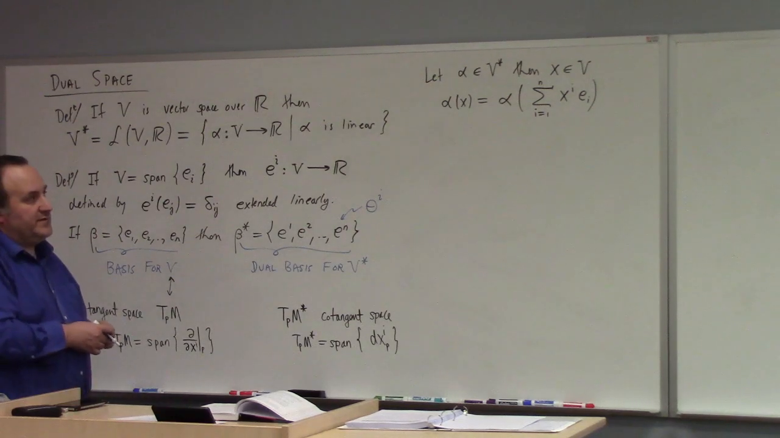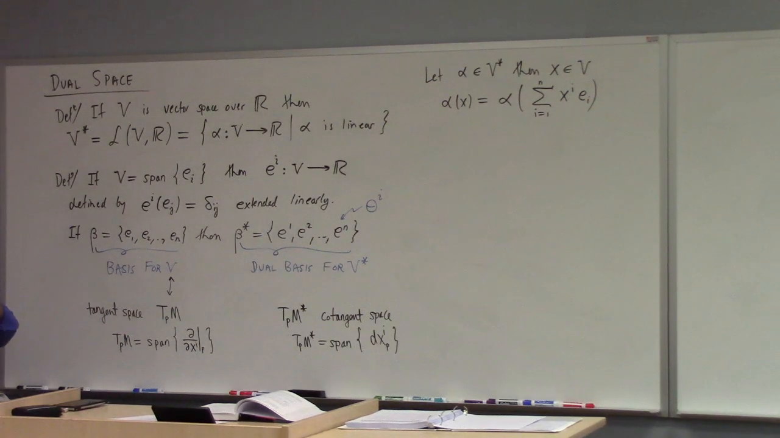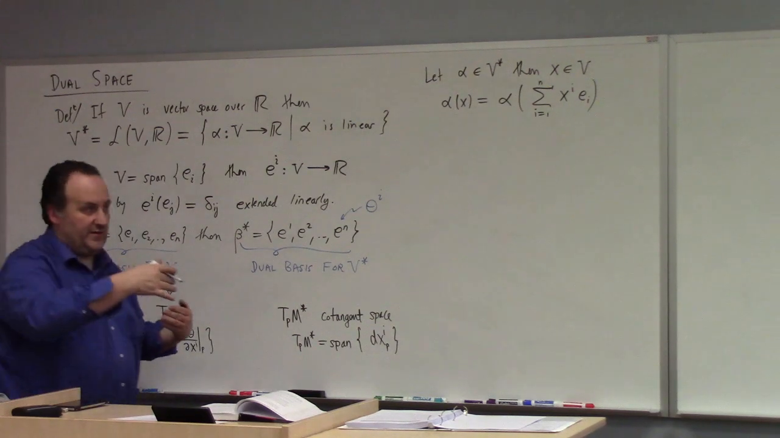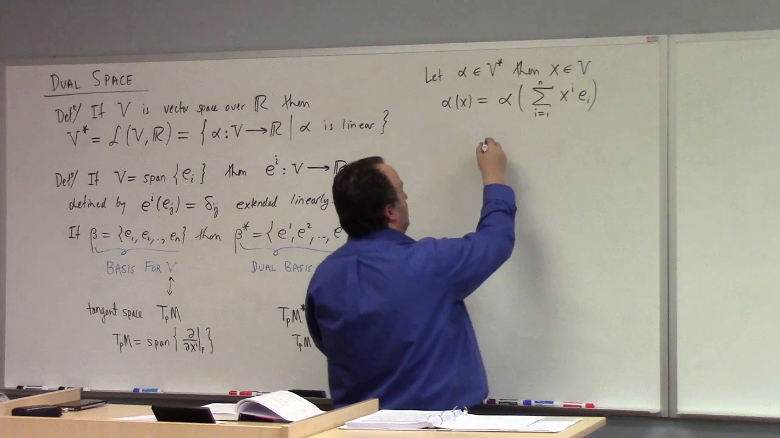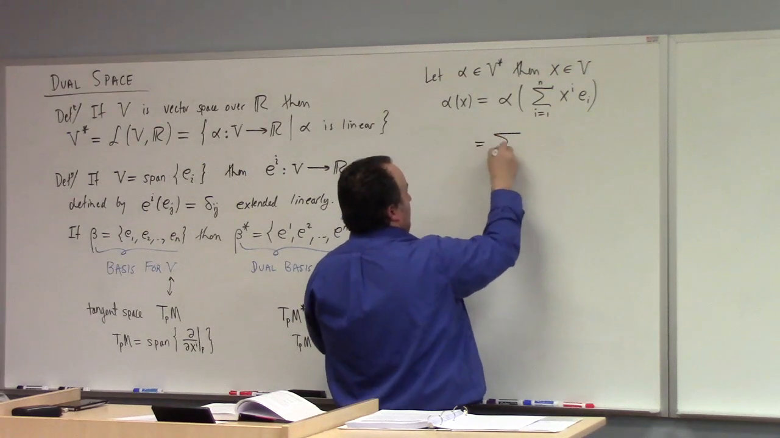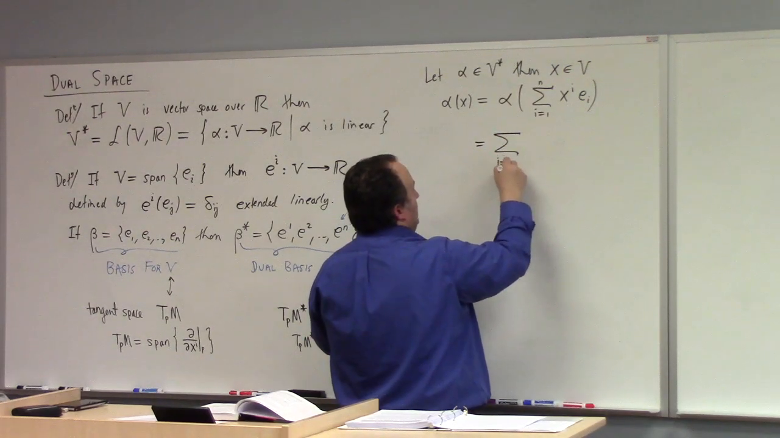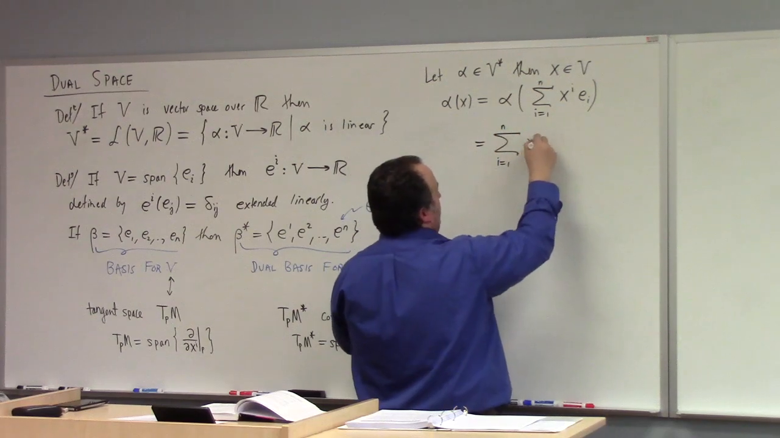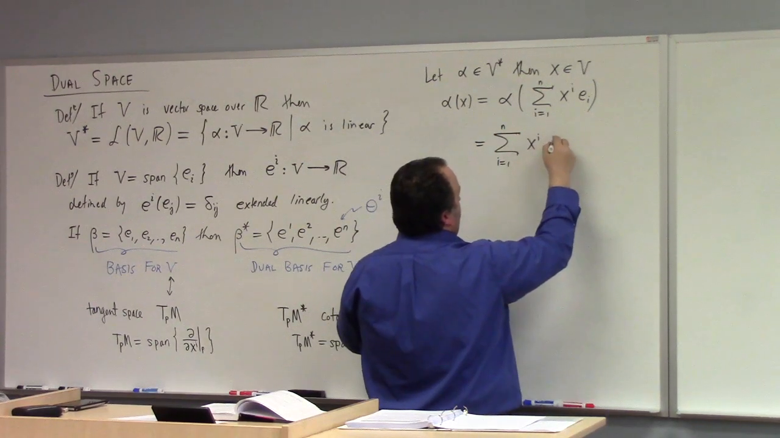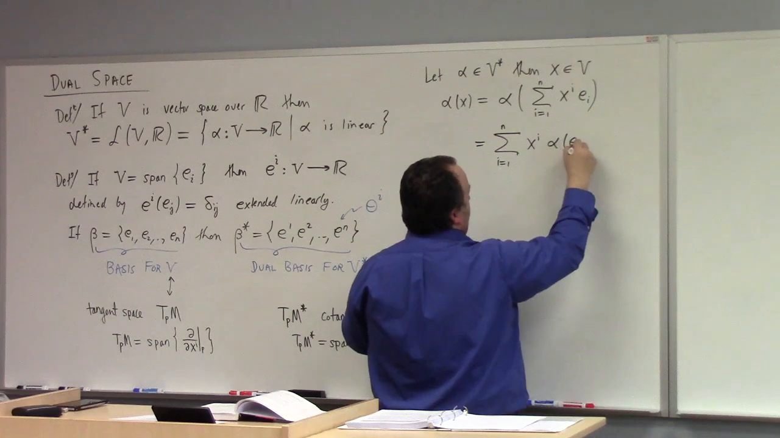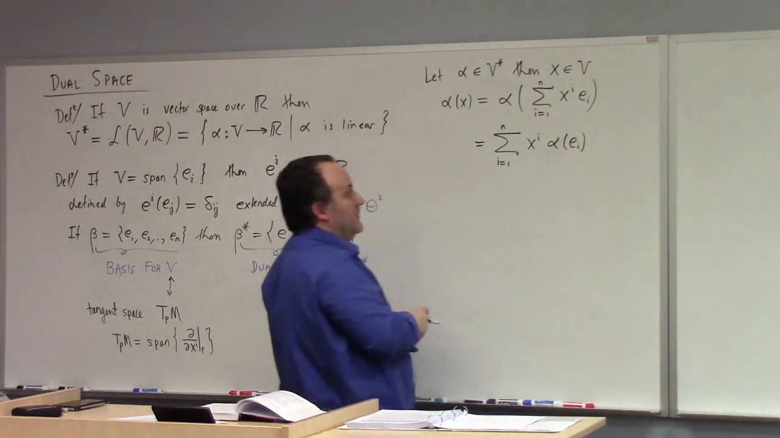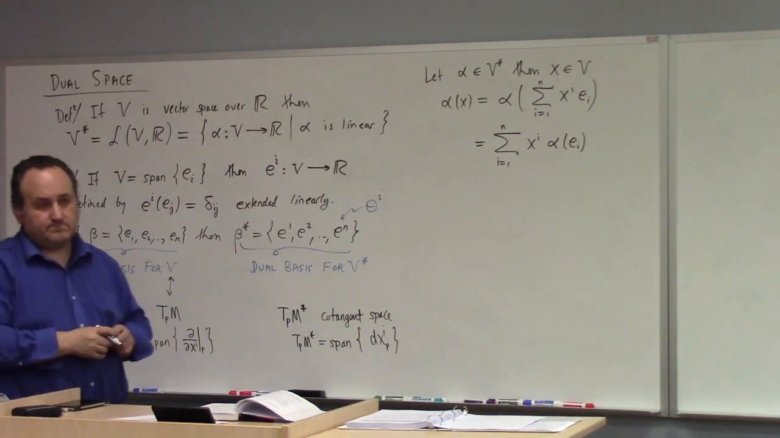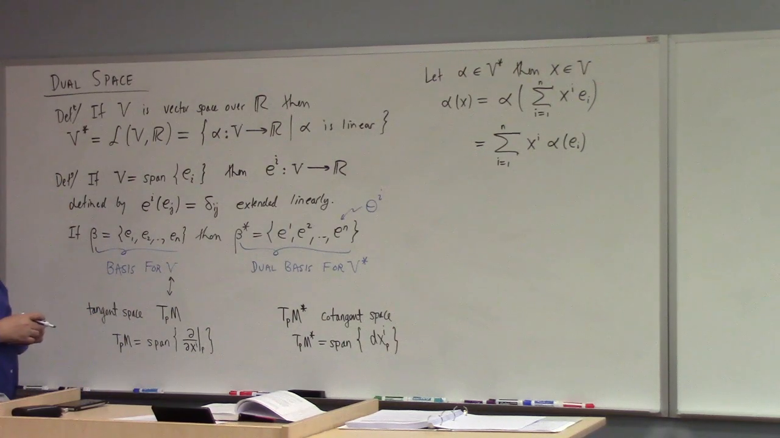Now, alpha is assumed to be a dual vector, which means it's a linear map, right? So I can pull the summation out, and I can pull the constants out. x upper i is just a constant, right? So this is the sum, i equals 1 to n, of x upper i alpha of e_i.